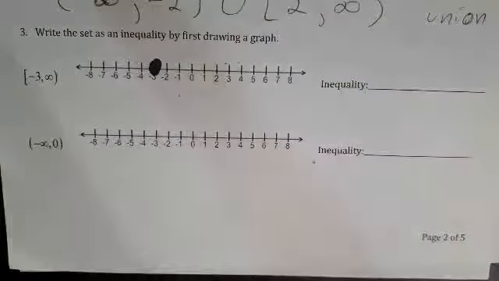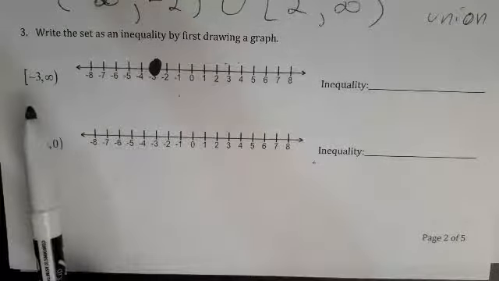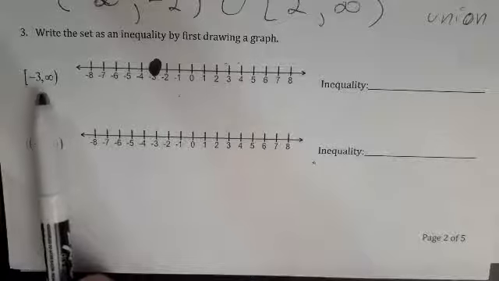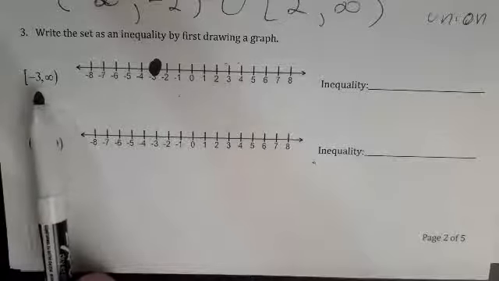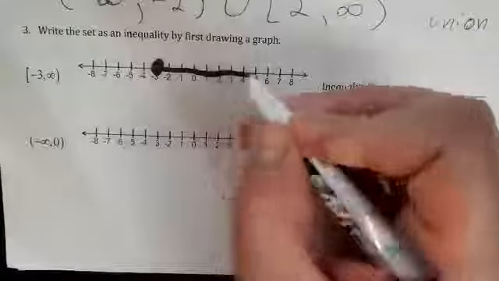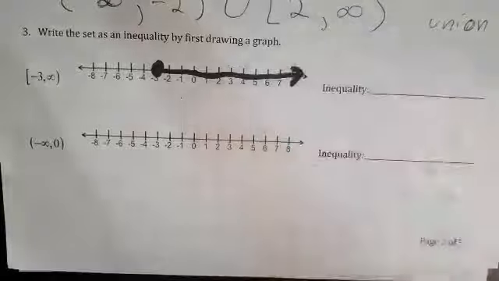And I want to draw this thing. So minus 3 is the leftmost point. We're going to keep going right off to infinity. So I'm starting at minus 3, I'm including it, and I'm going off to infinity in the right direction.